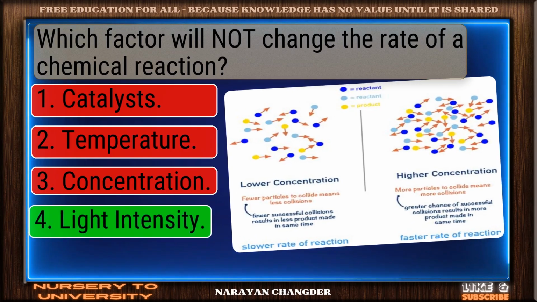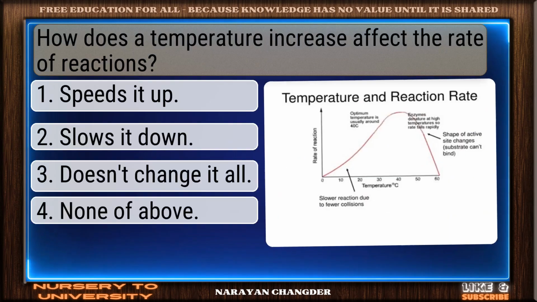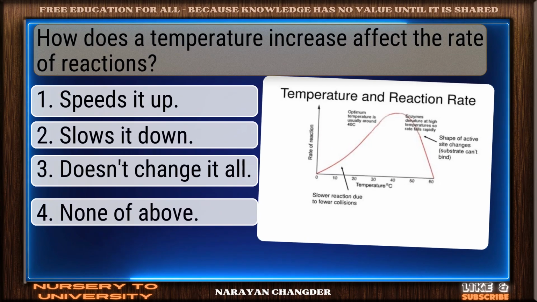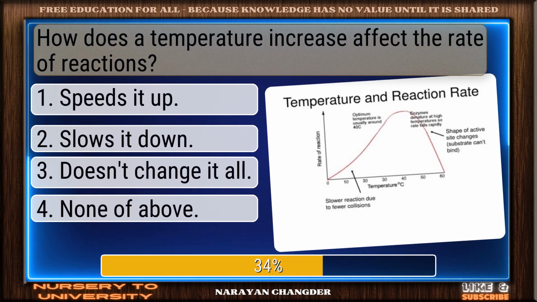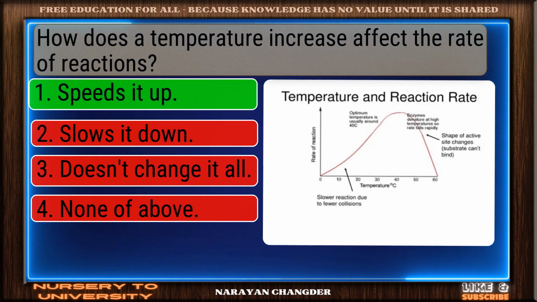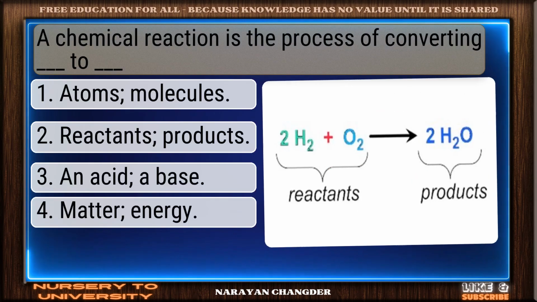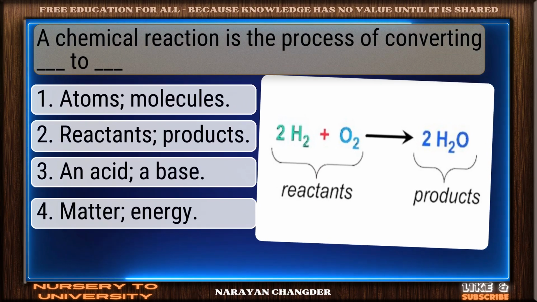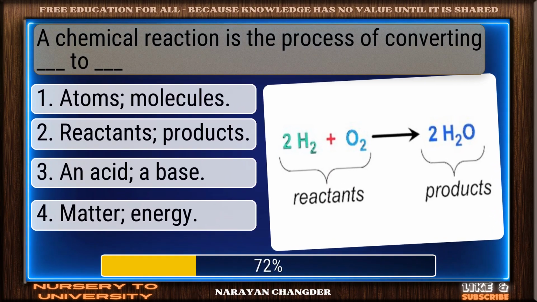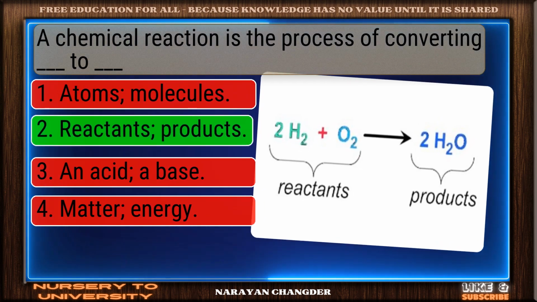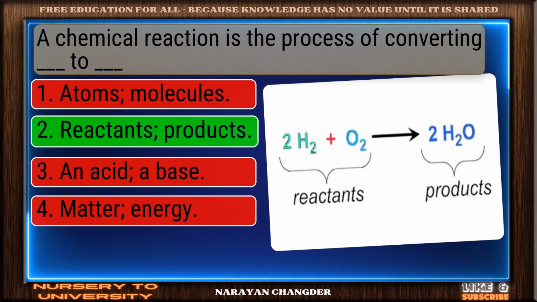Correct. Light intensity is the right answer. How does a temperature increase affect the rate of reactions? Well reasoned. Speeds it up is the correct choice. A chemical reaction is the process of converting dash to dash. Sharp thinking. Reactants, products is the right choice.